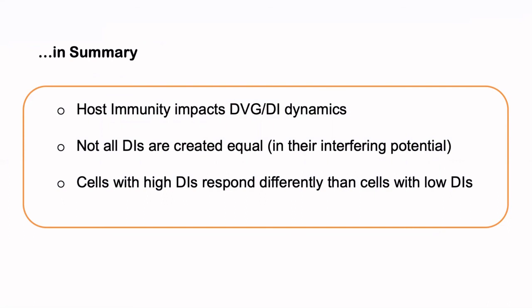We also see that the DVGs are not all created equal, and even the DIs are not all created equal. Here I showed you a clean representation where we looked at one specific defective segment, but in fact, multiple segments or different viruses with different segments can be defective. So looking at that effect as a whole can also determine how protective they are. And we see that cells that have a high DI accumulation or frequency respond differently than cells with low DIs.